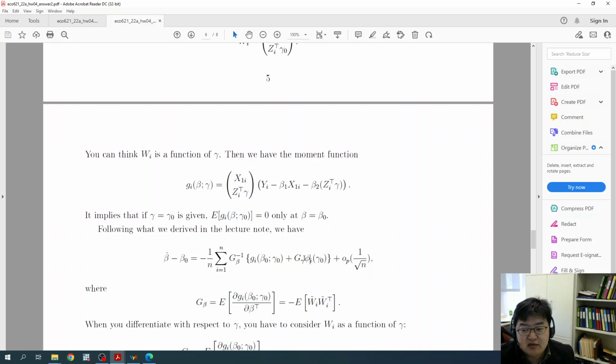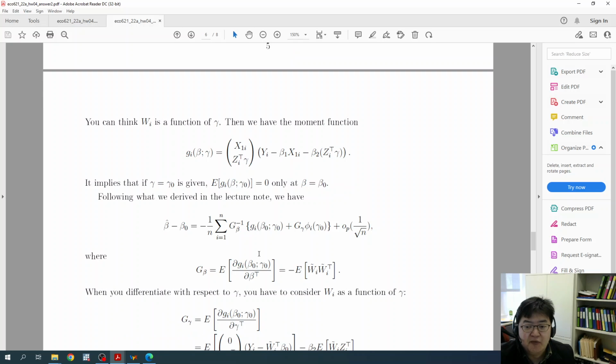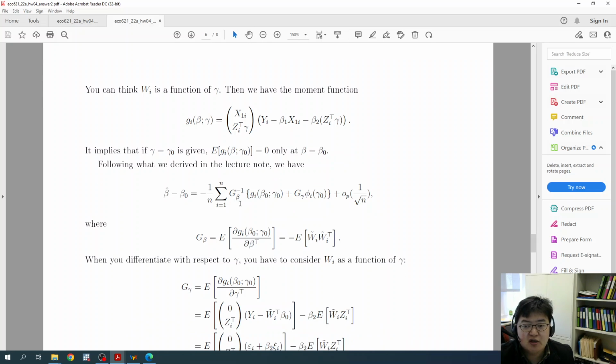And again, following the lecture note, we have the result like this. So phi 1 is the influence function from the first stage, and g is the moment, multiplied by something. And what we need to do here is just calculate these guys. So you have to differentiate this with respect to beta first, and evaluate it at beta 0 and gamma 0. Because gamma equals gamma 0, it becomes W tilde.